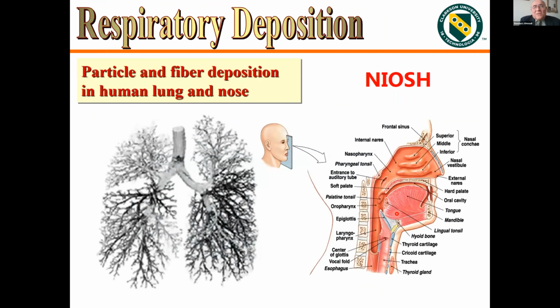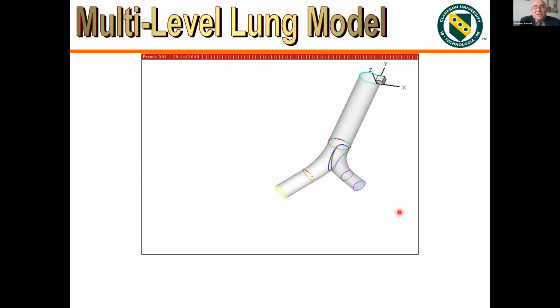We also looked at aerosol transmission through the nose and lung, and how deep they go, and how people can potentially get infected. This is a model that Dr. Lean, one of my ex-PhD students, has developed. We call it a multi-level model. I mean, the lung has 23 bifurcations.